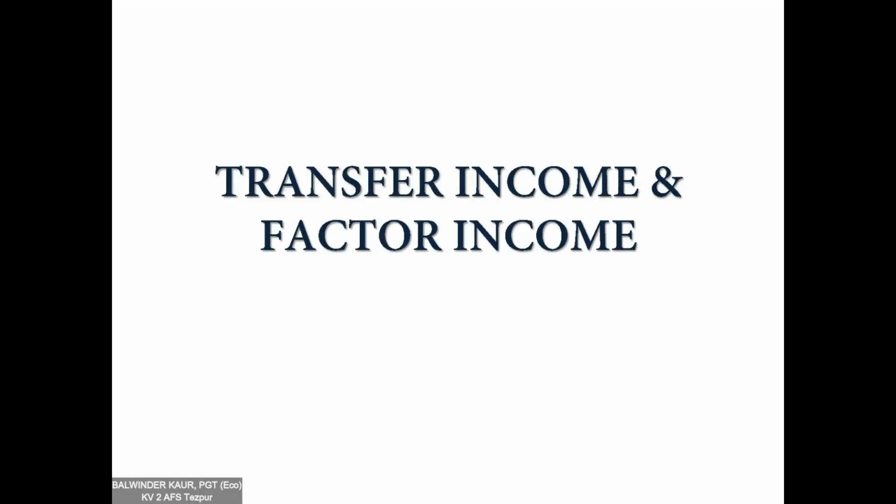Now here we are going to study the two concepts used in the calculation of national income, that is transfer income and factor income. Why do we study these two concepts? It is very important because transfer income is an income which is received by a person, but it is not included while calculating the national income. On the other hand, the factor income, when it is received by a person, is included in the national income. So we have to find out the difference between the two.